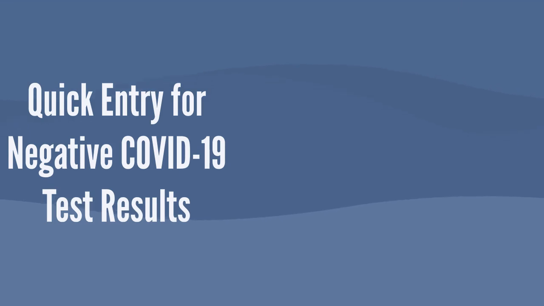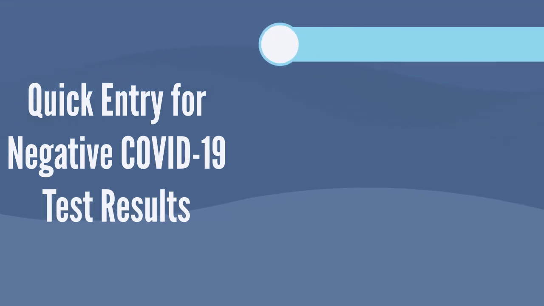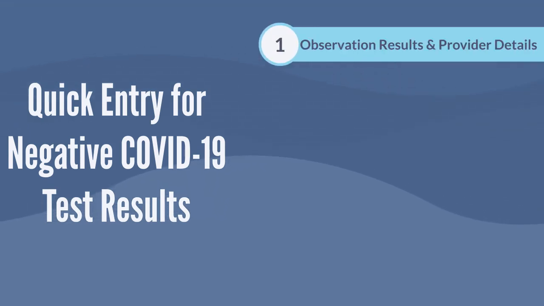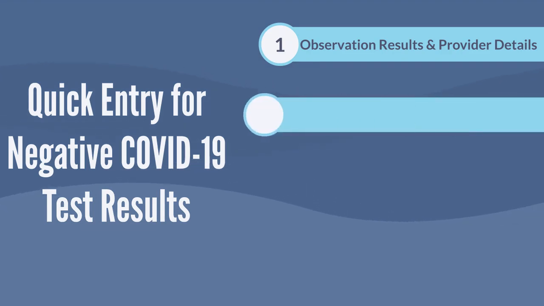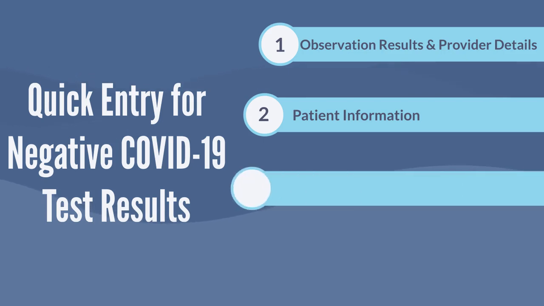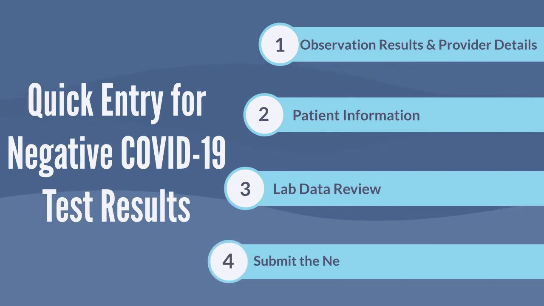Quick entry for negative COVID-19 test results is a 4-step process where you must enter observation results, provider details, and patient information. Prior to submitting the lab results, you must review the accuracy of the information you've entered on the lab data review screen. The final step is submitting the negative COVID-19 test results.